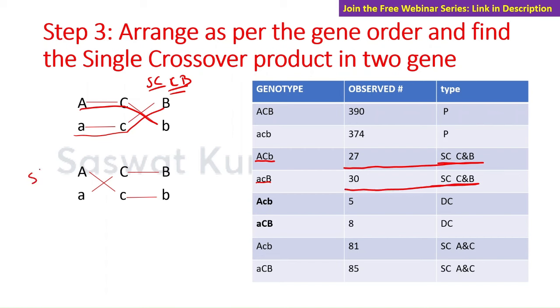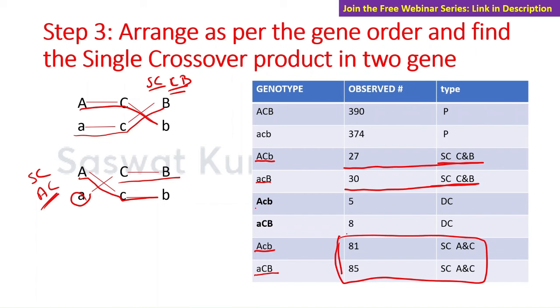Similarly, if you have a single crossover between A and C, what will be the product? Capital A, small c, small b. Then small a, capital C, capital B. That is your single crossover product between A and C. Okay, are you getting it?